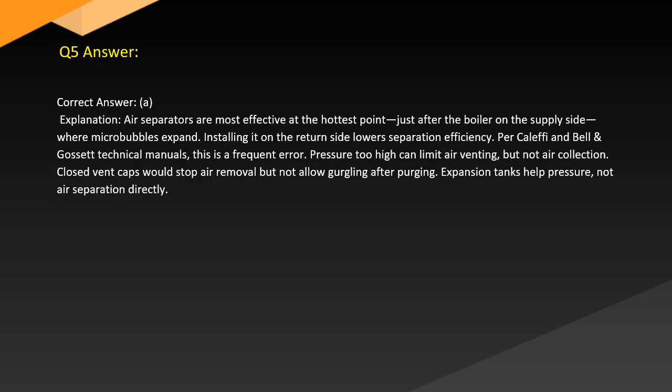Answer. Correct answer: A. Explanation. Air separators are most effective at the hottest point, just after the boiler on the supply side, where microbubbles expand. Installing it on the return side lowers separation efficiency. Per Caleffi and Bell & Gossett technical manuals, this is a frequent cause of persistent air. Pressure too high can limit air venting, but not air collection. Closed vent caps would stop air removal, but not cause gurgling after purging. Expansion tanks affect pressure, not air separation directly.